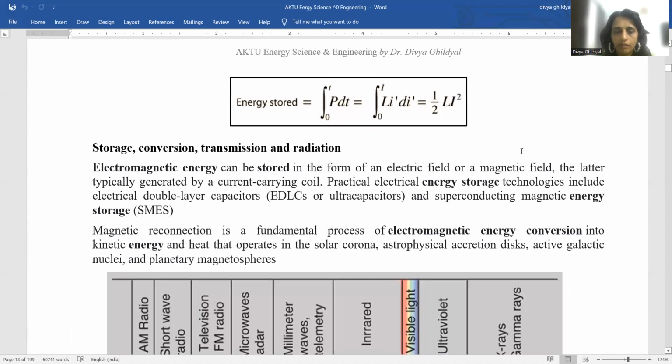Now today we will discuss storage, conversion, transmission, and radiation. Storage. Energy will obviously be stored before it can be used to do work. You store energy in the form of eating in your body, then whole day you do physical activity and utilize that energy that had been stored in your body.